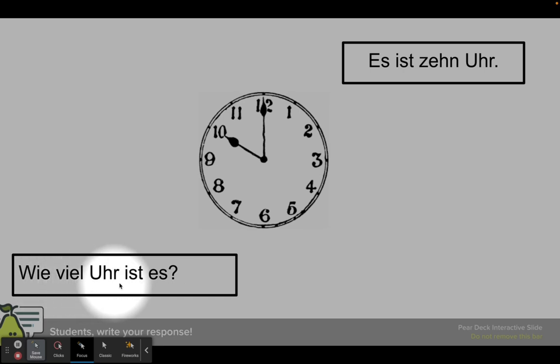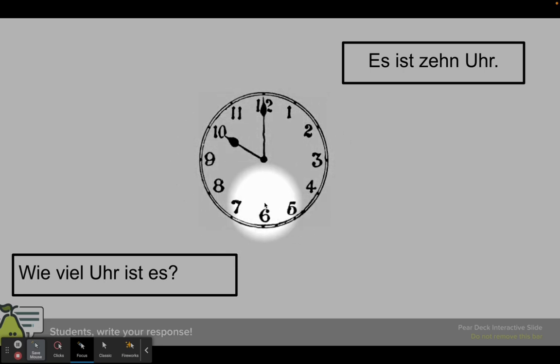So, wie viel Uhr ist es is how we ask what time is it. Wie viel actually means how much. Uhr, again, that's o'clock or time when we're telling time. And ist means is. Es means it. So, wie viel Uhr ist es is how much time is it, or of course we would say what time is it.